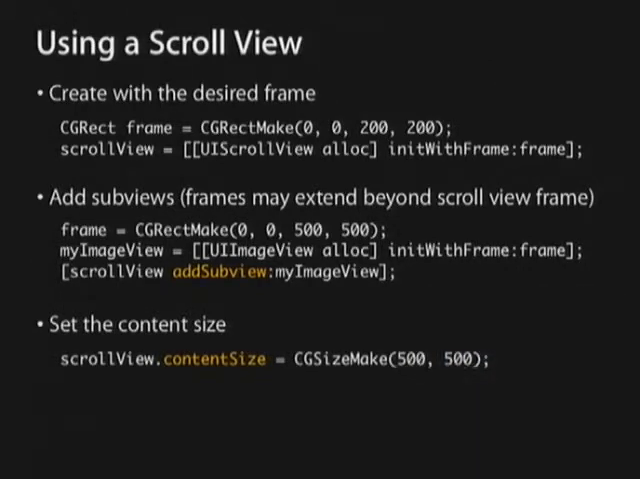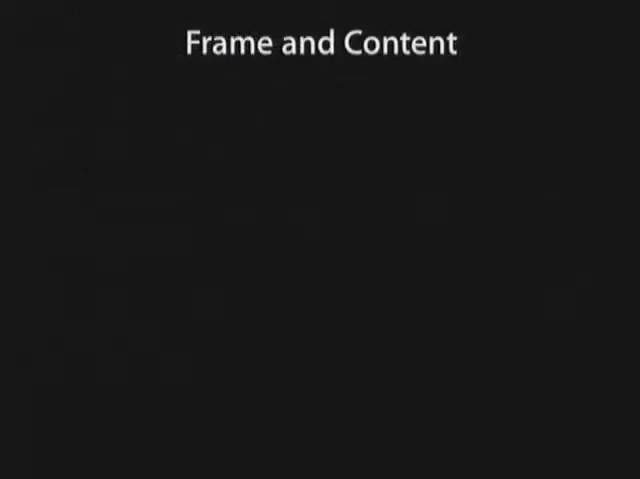And then we need to tell the scroll view how big the content area is. This specifies how much you can scroll before you hit the edge, and the scroll view forces you to stop. So in this case, we'll set it the same size as the image view.